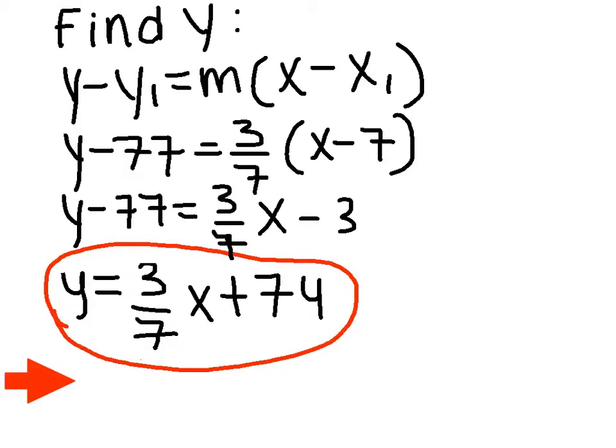Now we find y. Since we already found slope, you just simply plug it in with the x and y values. So now we have y minus 77 equals 3 over 7 multiplied by x minus 7. Now you do y minus 77 equals 3 over 7 x minus 3 because we distributed. And then you get y equals 3 over 7 x plus 74.